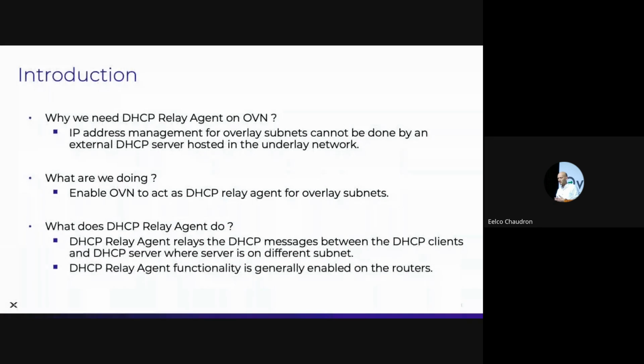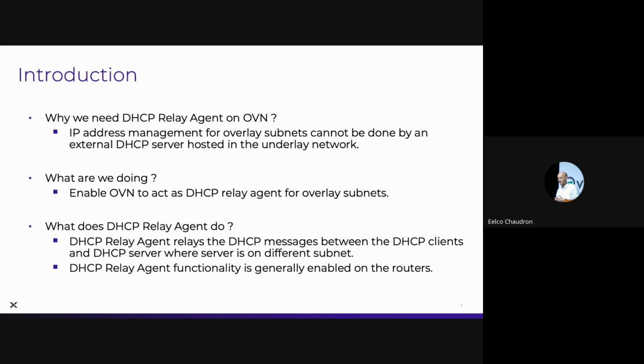Let's talk briefly about why we want OVN to act as DHCP relay agent. IP address management for overlay subnets cannot be done by an external DHCP server because overlay subnets are isolated. They sit behind a logical router and DHCP broadcast messages get suppressed at the logical router. In a typical enterprise deployment where there are multiple subnets spread across multiple locations, IP address management is generally done by centralized DHCP servers. So we want OVN to act as DHCP relay agent.